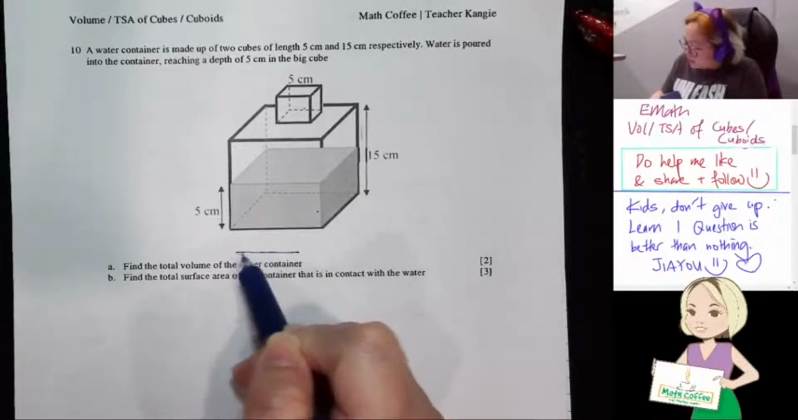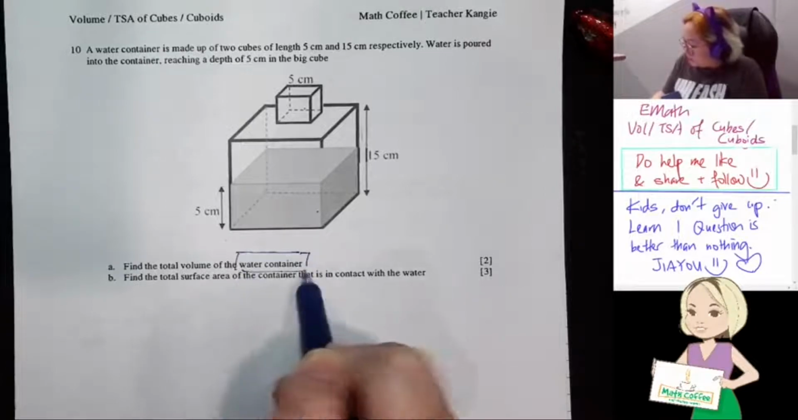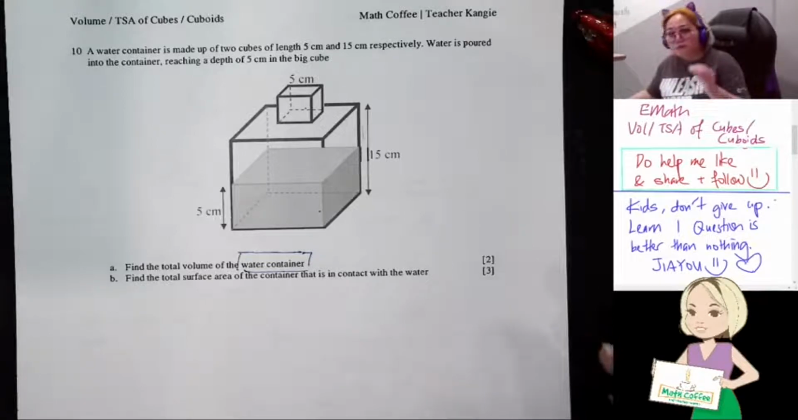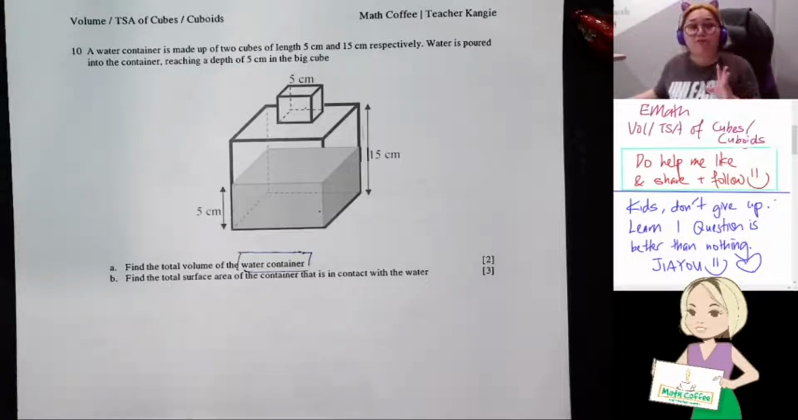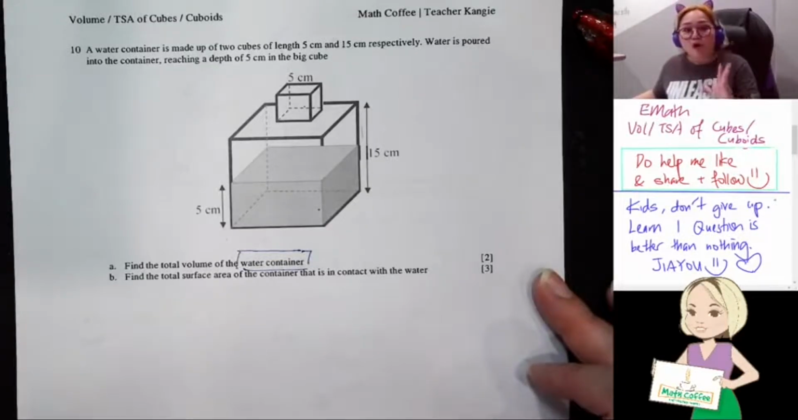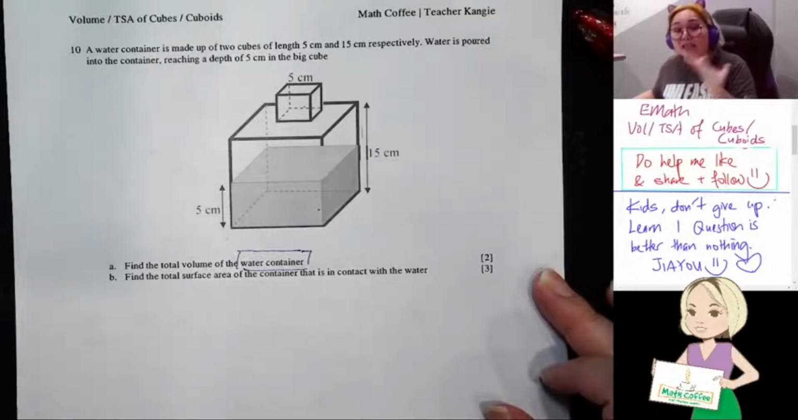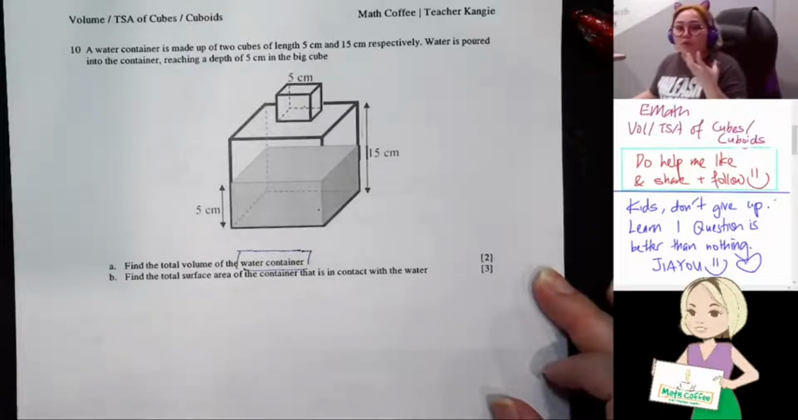Okay, this one is this. So you have to read very carefully. Whether they want the volume of the water in the container, or the volume of the container. So they want the volume of the water container. It means that I want the capacity of this container, how much water it can hold. So in this case, we will find the volume of the big cube plus the volume of the small cube.